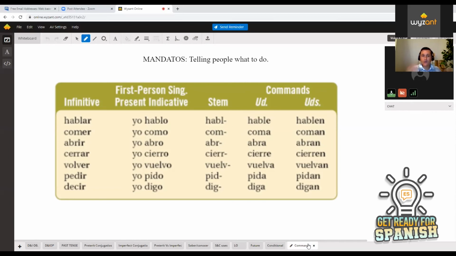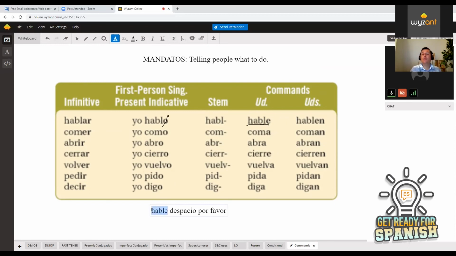All right, how do we create these mandatos? Well, this is just an example here. We go to the yo form of hablar in the present tense, we remove the O, and if it is an AR verb, we are going to add an E. If it is an ER verb, we are going to add an A. So if you want to tell somebody to speak slowly, you will say, hable despacio, por favor, please.